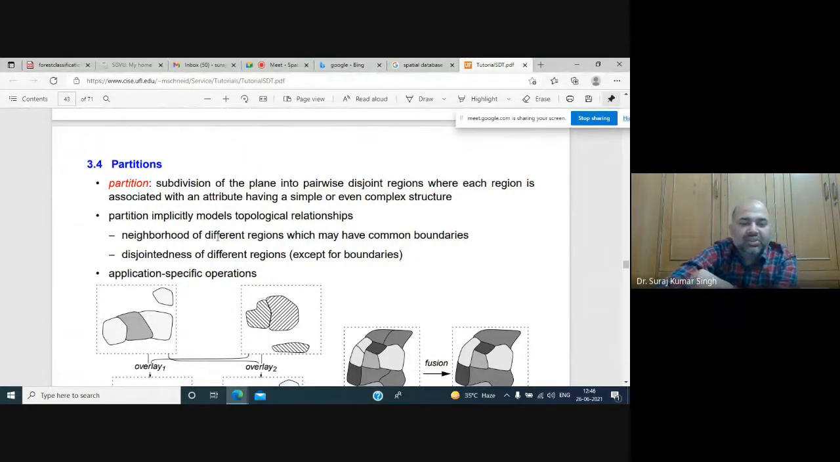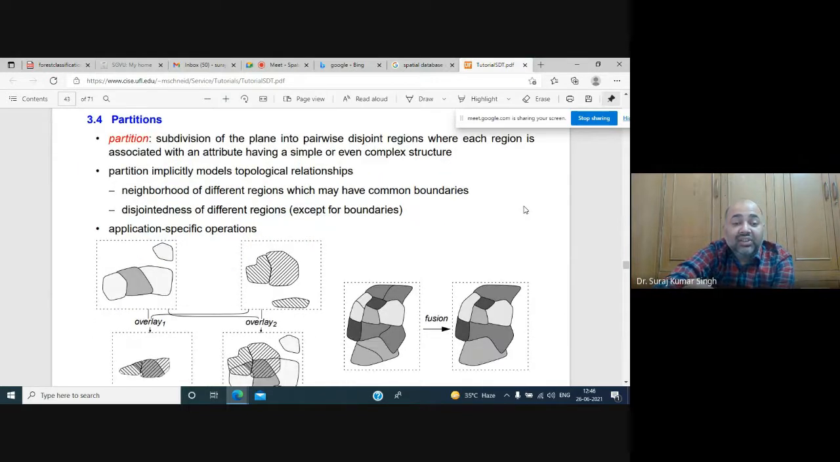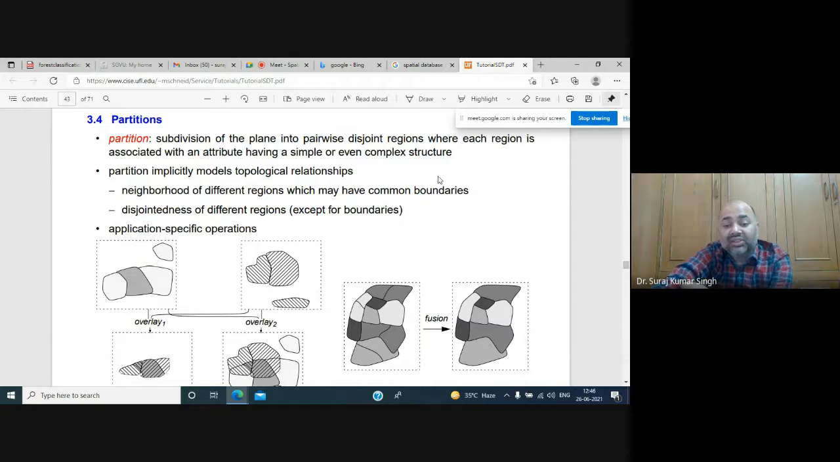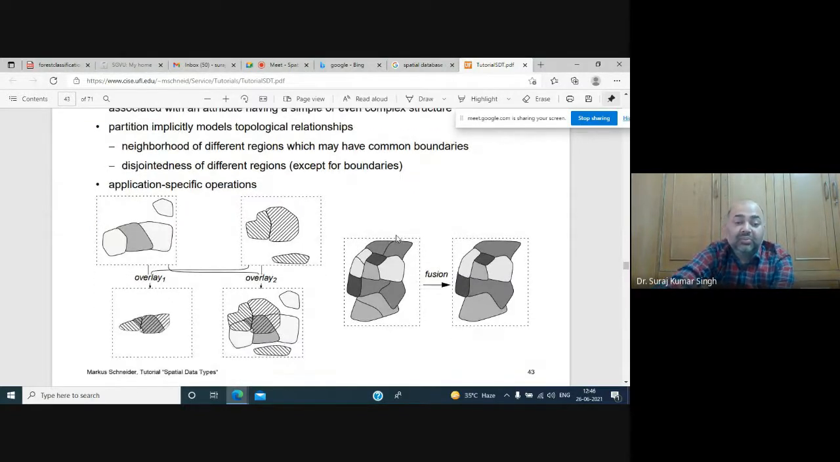Partition is nothing but subdividing of the plane into pairwise disjoint regions, where each region is associated with an attribute having a simple or even complex structure. Partition implicitly models topological relationships, the neighborhood of different regions which may have common boundaries, and the disjointness of different regions except for the boundaries, then the application of a specific operation.